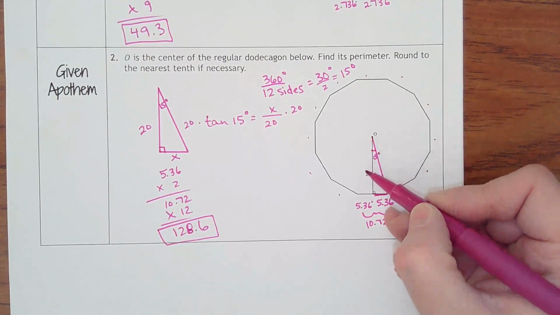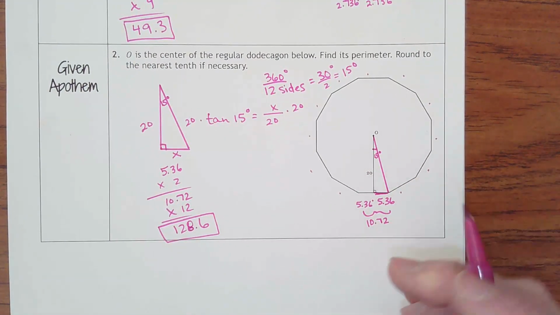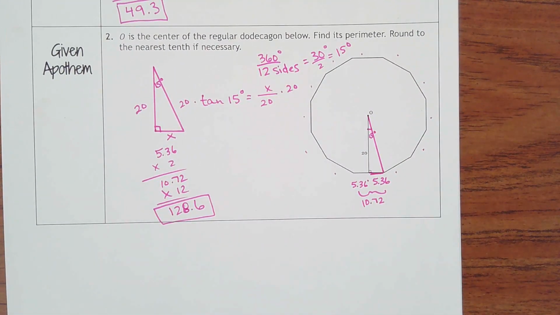Has to be a right triangle. I can't do anything if I create a triangle here and here. That's not a 90 in there. That's why you have to make an altitude and cut it in half.